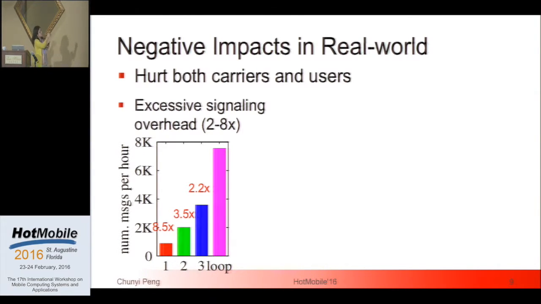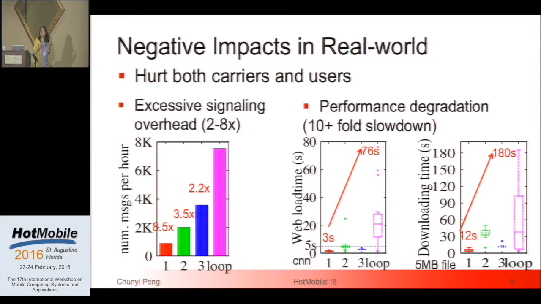Because, you can say, to enable this frequent handoff, this loop will incur 2 times to 8 times of the signal and message exchange. However, this wastes the real resource. And also it results in performance reduction.